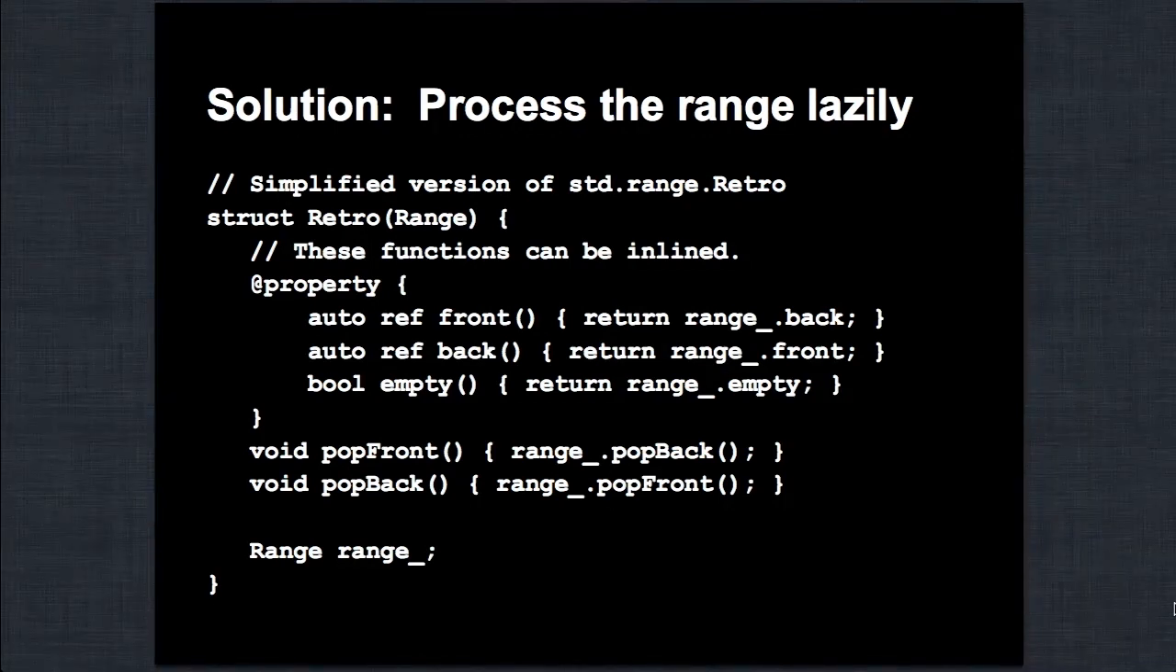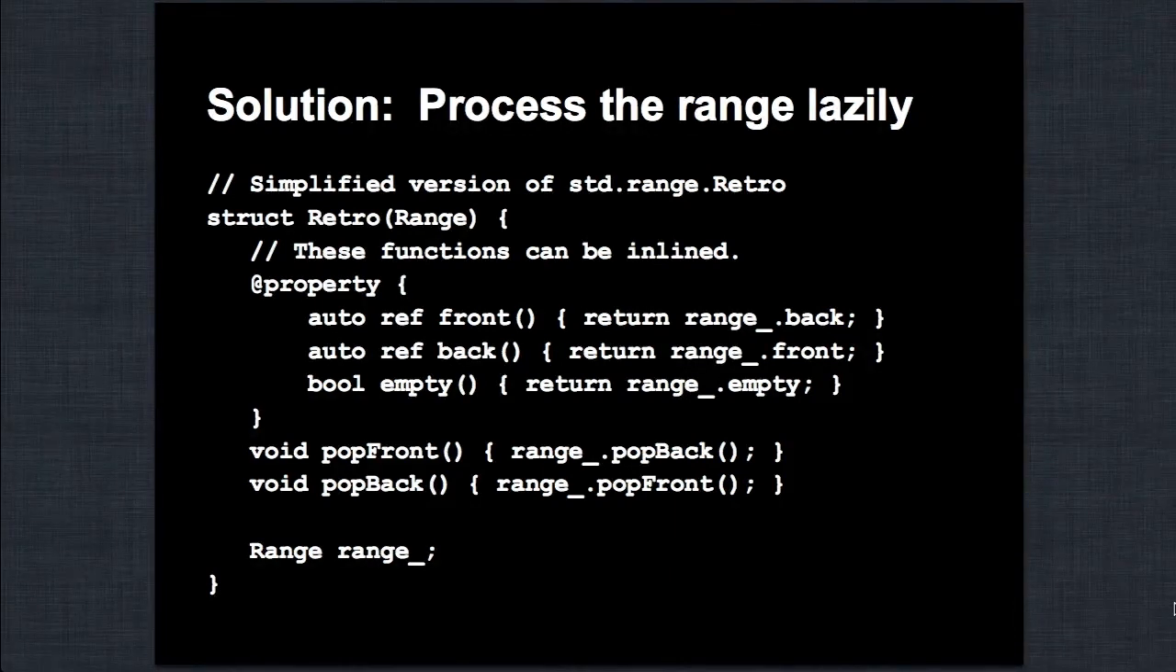This is a simplified version of std.range.retro. What this does is provide a reversed view of a range. So you have a range that you iterate through in one order, you pass it to retro, and retro makes it look like it has the same elements in the opposite order. So it has a front function that forwards to back. And of course, this is a nice simple function that can be easily inlined by the compiler to have zero overhead.